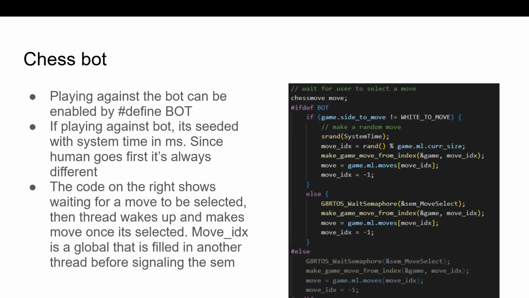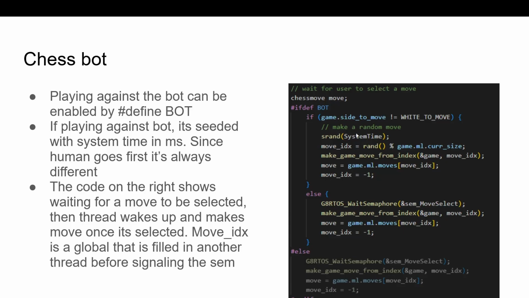Okay. So there's also a chess bot. This bot though is not intelligent. It just picks a random move from the list of legal moves. But you can enable it by hash defining bot at the top of the threads file. And it's seeded with the system time. The system time variable is from the RTOS, and it's in milliseconds. And since the user goes first, this seed doesn't happen until after the user goes, and then it's the bot's turn to go. So using this variable and seeding it like this is a good way to make it random, basically. But yeah, this is pretty straightforward too.